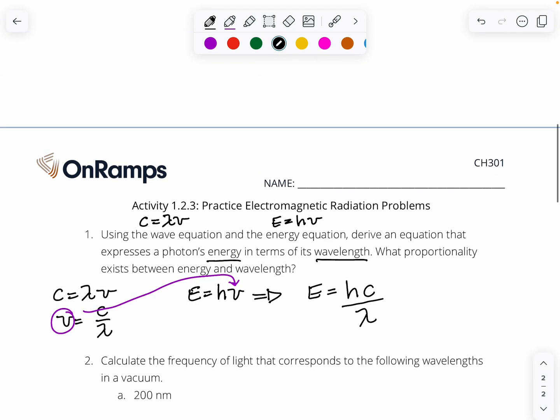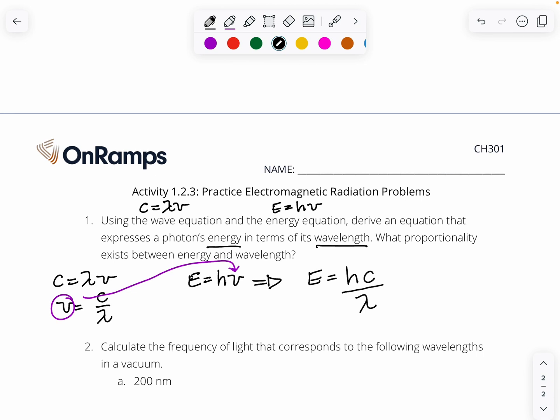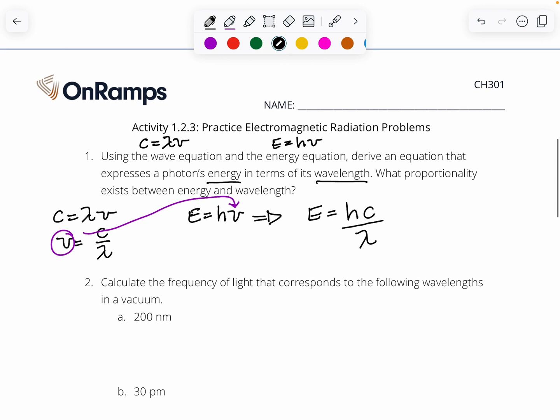The other thing that I do want to talk about is the relationship between energy, wavelength, and frequency. So remember when we were talking about relationships, if two terms or variables are on the same side of an equation, they are indirect. And if they are on opposite sides, they are direct, right?